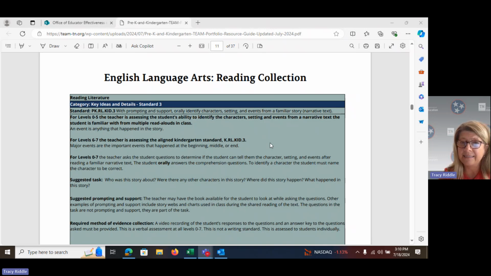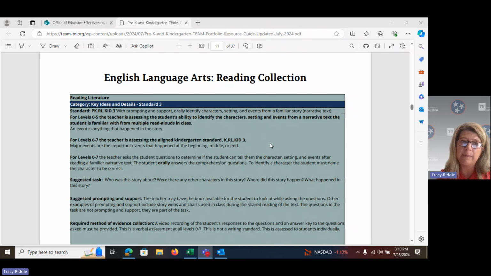When assessing this standard, you are going to ask questions. You're going to ask the student questions that will give them the opportunity to tell you if they know the character, the setting, and the events after you have read this familiar text. An event is anything that happened in this story. So keep that in mind as you are asking your questions.